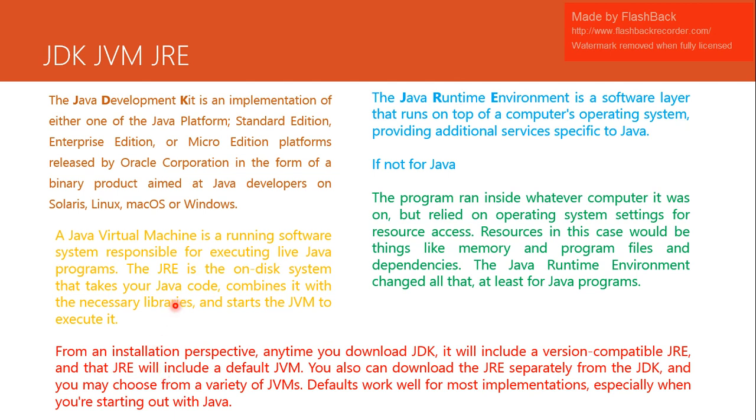Now, from an installation perspective, anytime you download and install the JDK, you have a compatible version of the JRE. However, you can download the JRE separately, and when you do, always make sure you download the compatible JRE version for your JDK version. And remember, when you install the JRE, whether by installing the JDK or separately, you automatically have the JVM.